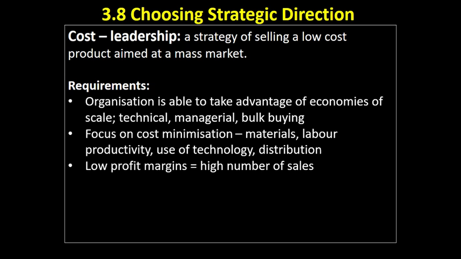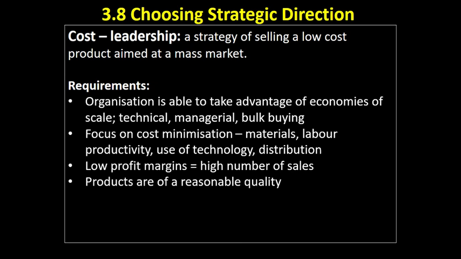We need to sell as many as possible. The more units we sell, revenue is price times quantity. If that price is relatively low, we need to sell a high quantity of stuff, and that will increase our revenue, increase our profit margins.